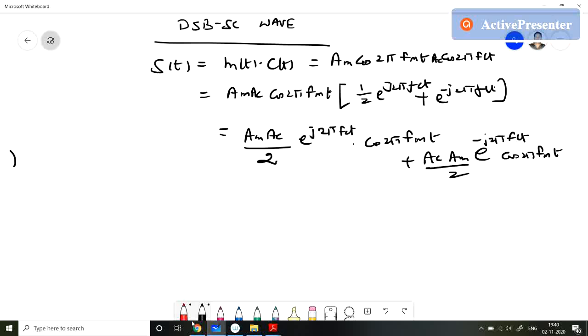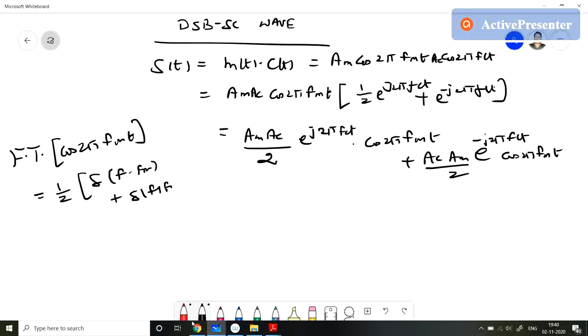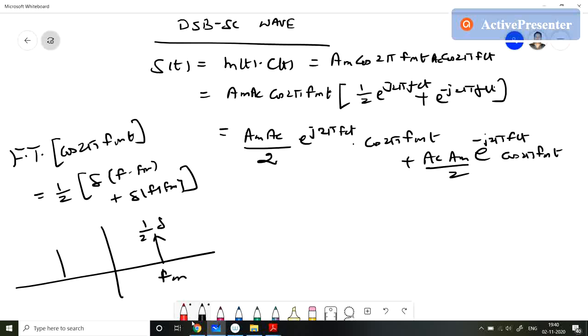Now what is the Fourier transform of cos 2πfm t? The Fourier transform of cos 2πfm t is equal to 1/2 δ(f minus fm) plus δ(f plus fm). So if we draw the frequency spectrum, then we have a delta function at fm, and we have another delta function at minus fm. So it is 1/2 δ(f minus fm), and here the delta function 1/2 δ(f plus fm). So these two delta functions are present.